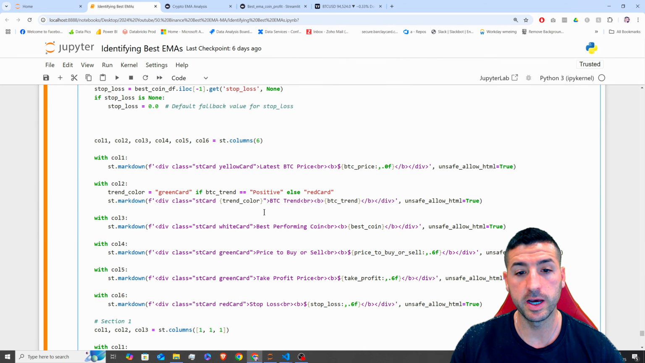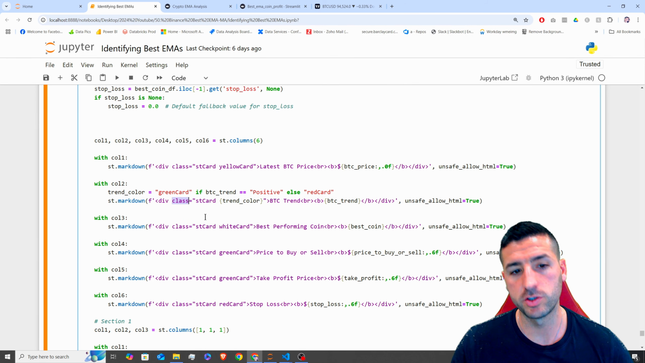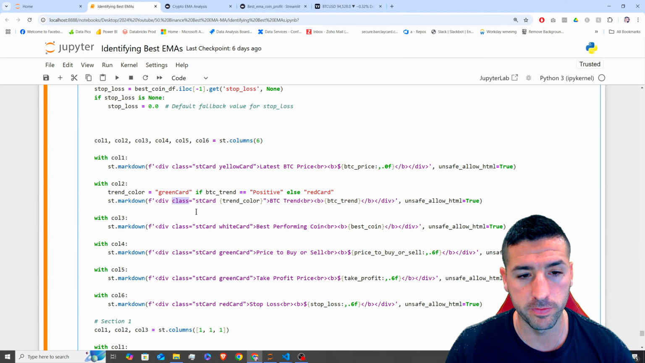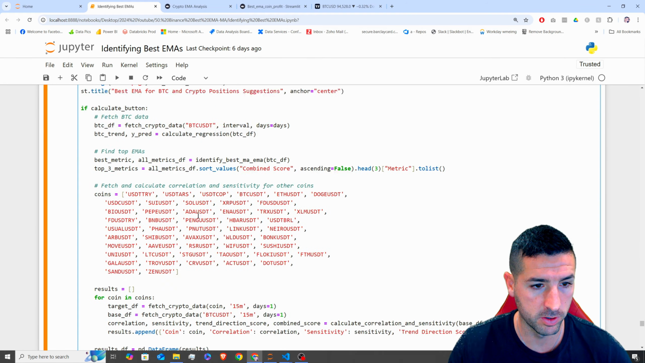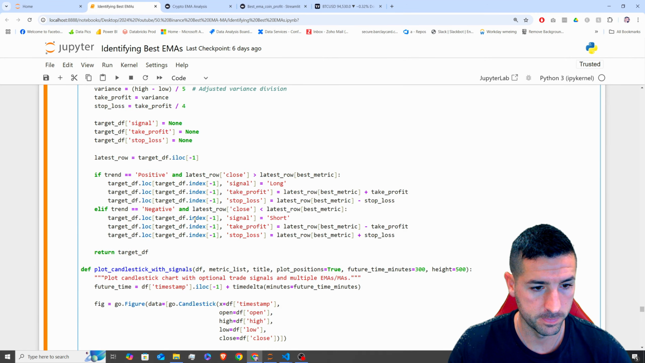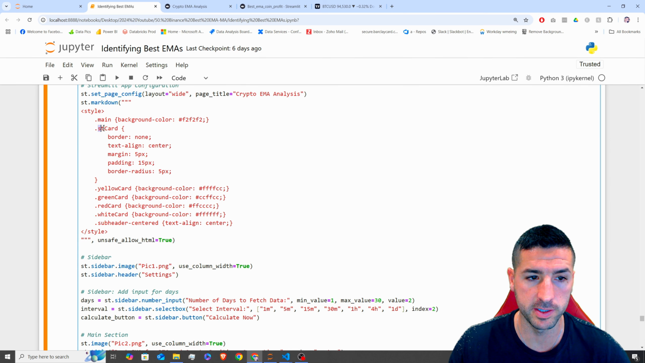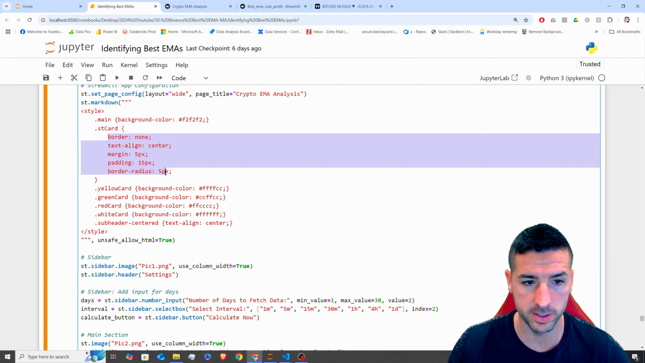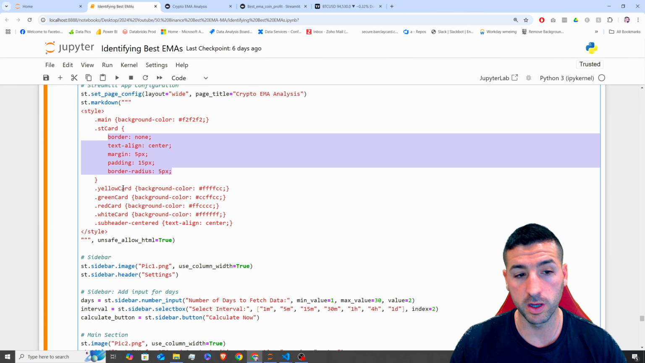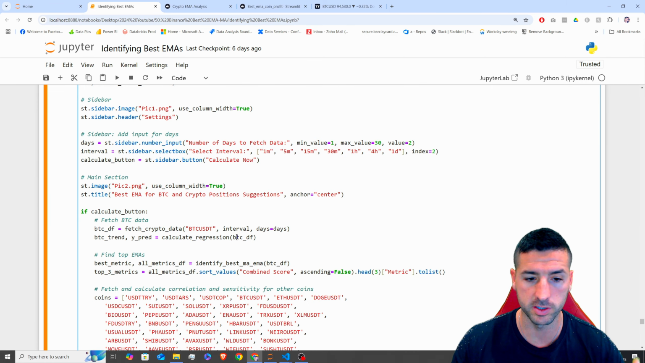As you can see, I am also passing the class of the custom CSS we created at the top. So this one, for example, has a class of ST card. So if we go up in our CSS, which is this one over here, you can see ST card is going to use these settings over here. The dot yellow one is going to use these settings, dot green is going to use these settings, etc, etc.